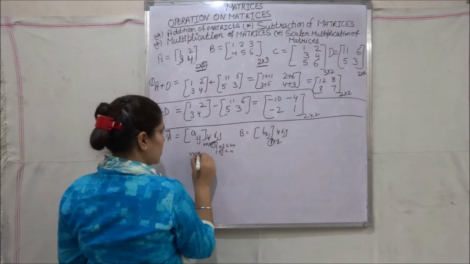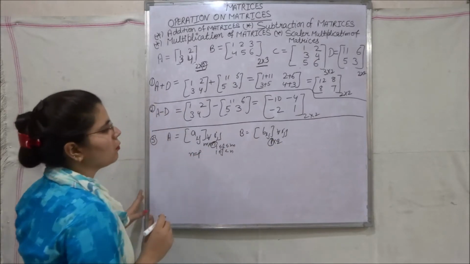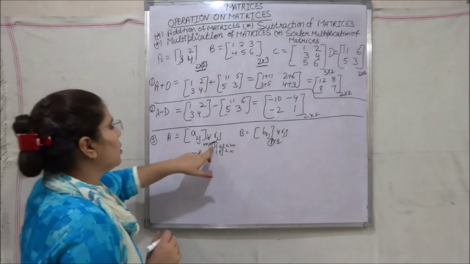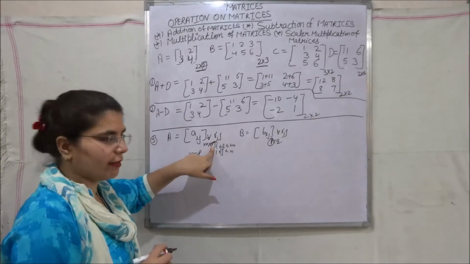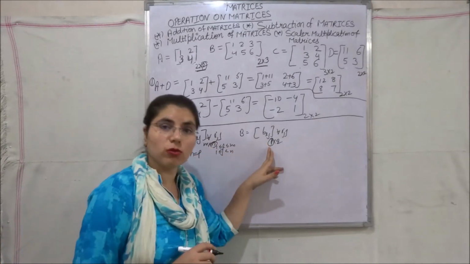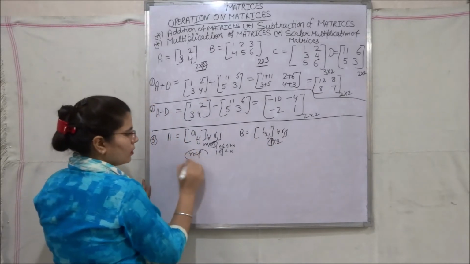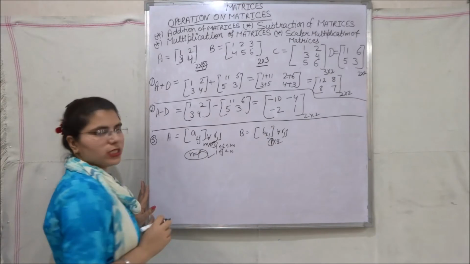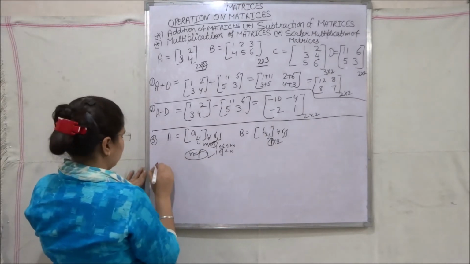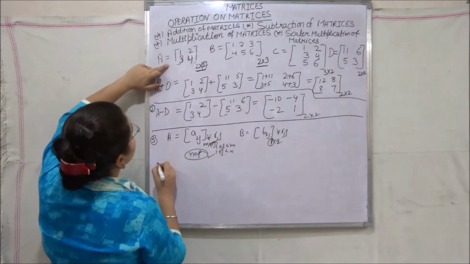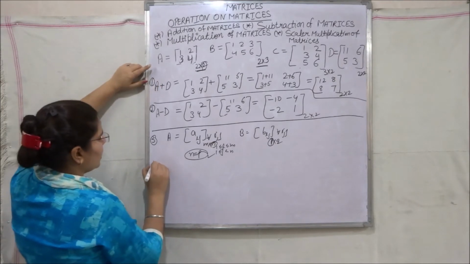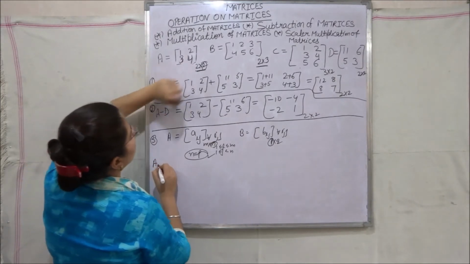Now for the condition of multiplication of two matrices, the number of columns of one matrix should be equal to the number of rows of the second matrix. Only then is multiplication possible. Now let us multiply A with B.